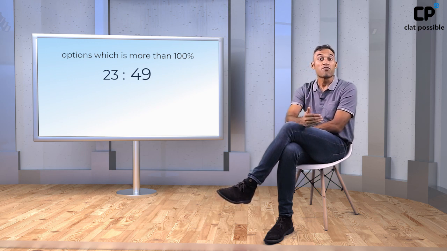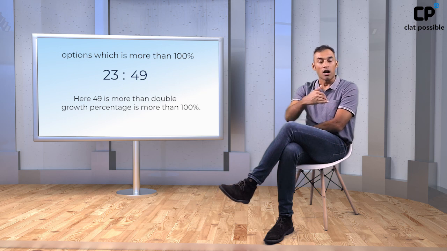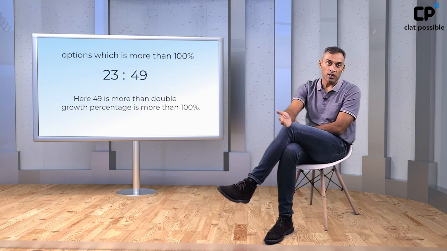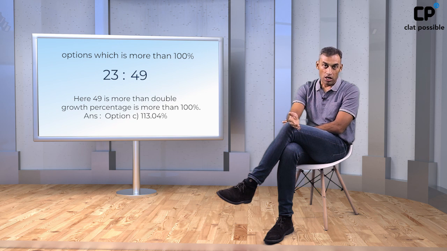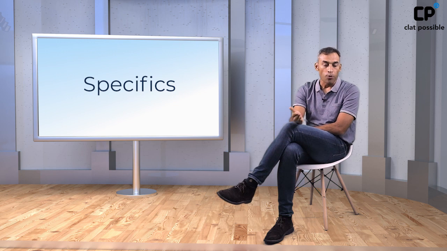So when a 23 has become a 46, it's more than a 100% growth. Now here it is 49, right? So we have to look at an option which is slightly more than 100%. So one way of looking at the question is elimination of option. If I just have one option which is slightly above 100%, I'm going to mark it, right? The second thing is getting into specifics. Now how do we calculate this? Now again, we look at two approaches here.